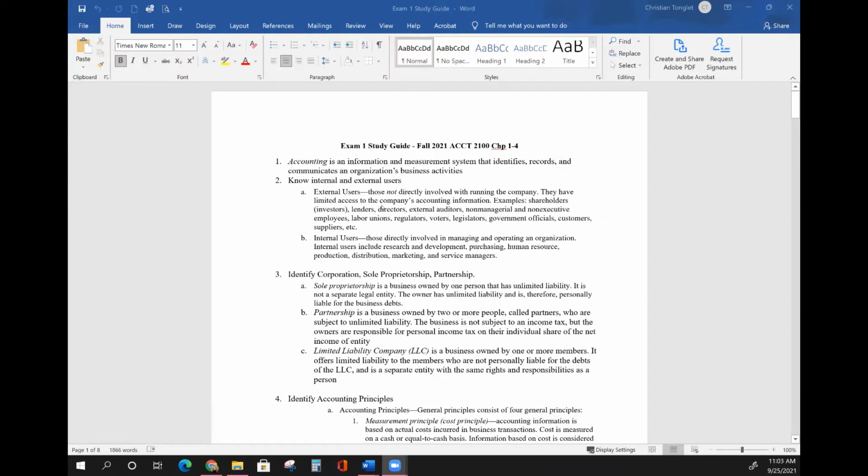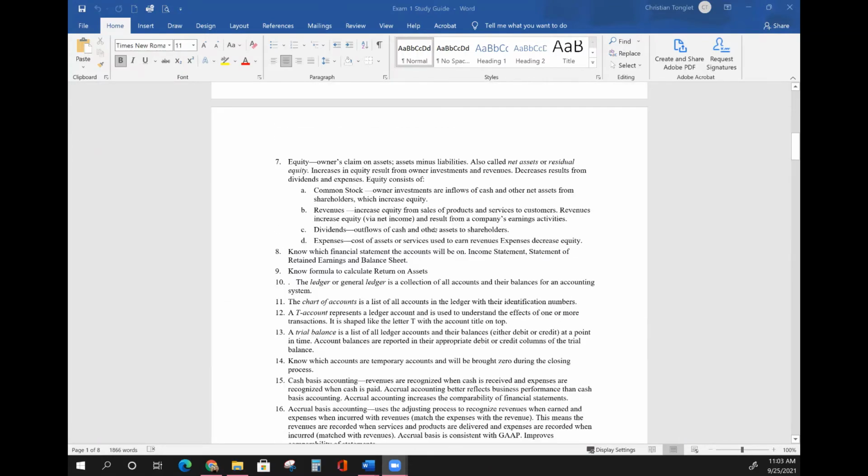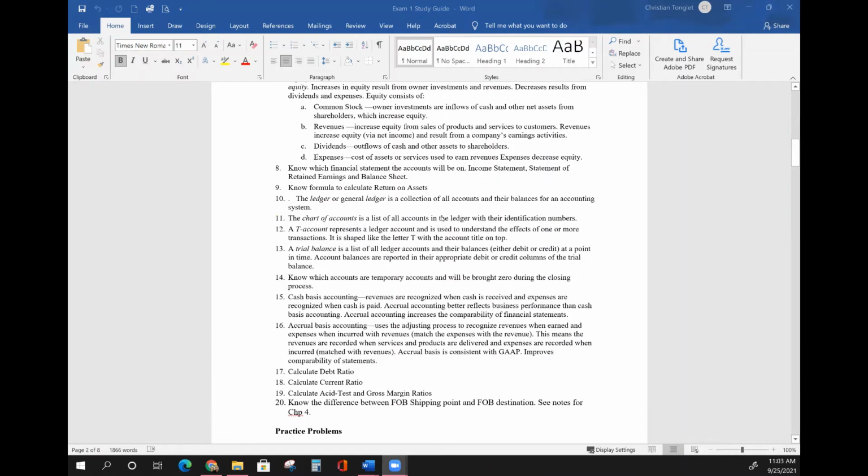External, internal users. Again, I could give you just a list of the type of users and ask if they're internal, external. Know what accounts show up on those financial statements. I'll have some questions in regards to that.